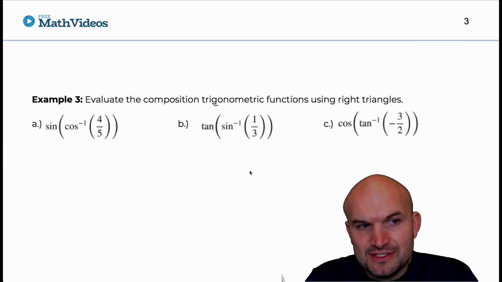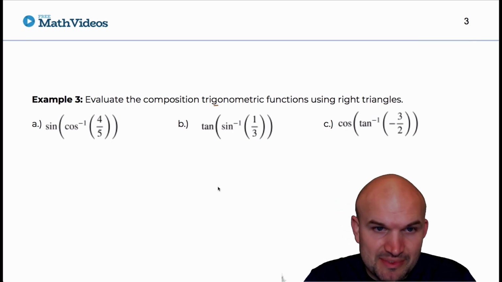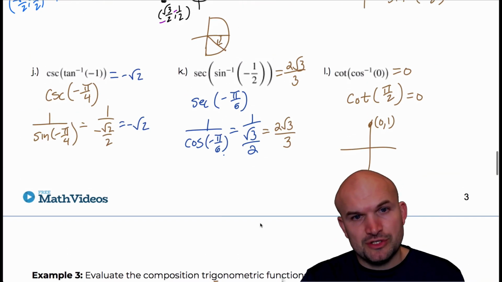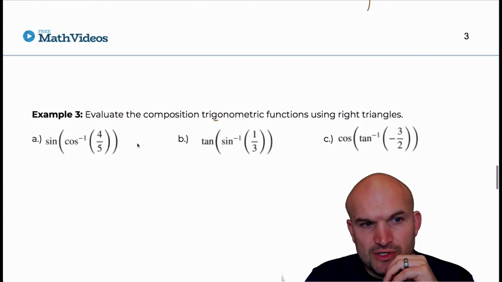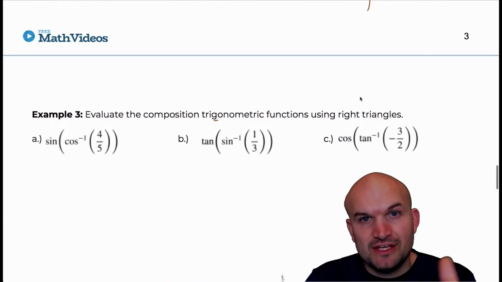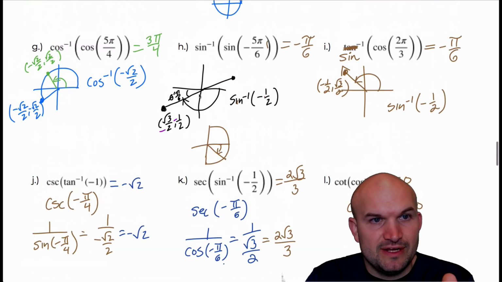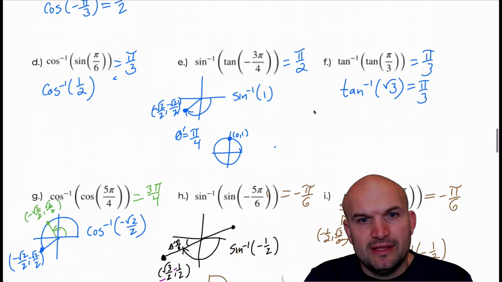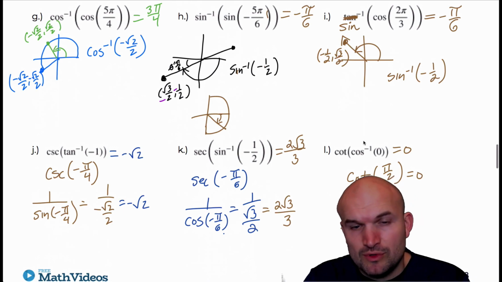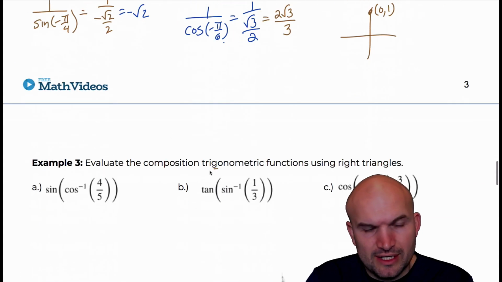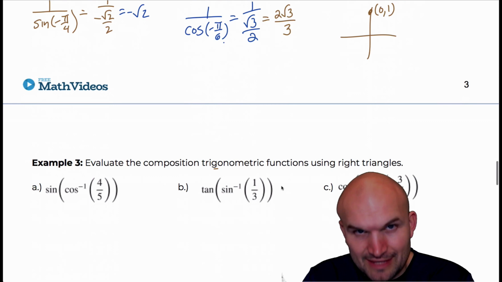All right, so now on to example 3, where we're going to evaluate the composition, just like we did in example number 2. But the difference with these problems is you notice that these values are not values that we're familiar with on the unit circle. You can see here 0, -1/2, -1, and those are all values that were on the unit circle. And when we look at here, we see that these values are not on the unit circle.